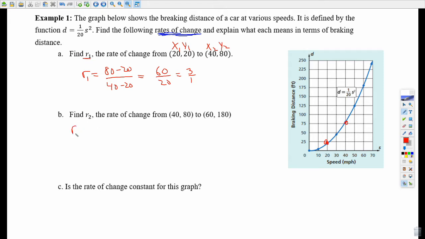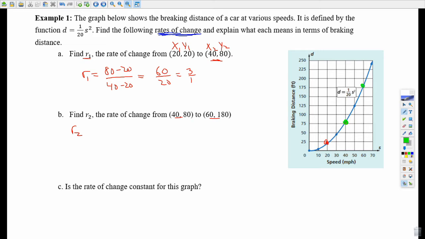All right, find R2. Now we're going from just 2 different points. We're doing 40, 80, which is one of the points that we used before. But now we're going to go to 60, 180. So let's just highlight that here. So I'm still doing 40, 80, but then my next one's going to be 60, 180. So that's up here. As you can see, the distance between these 2 points is a lot steeper as opposed to the first 2.